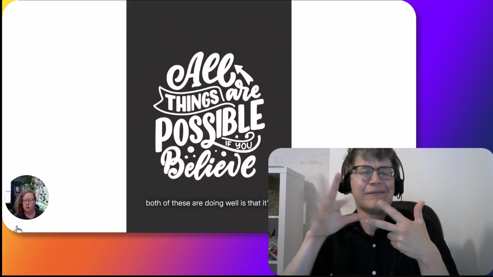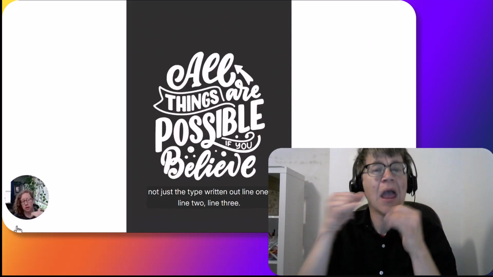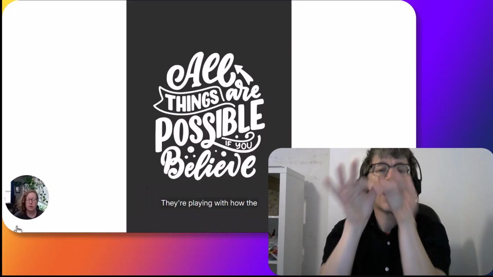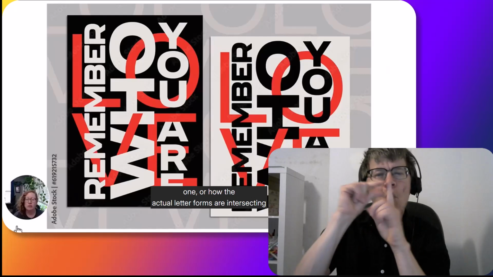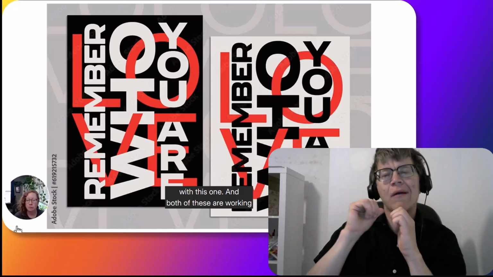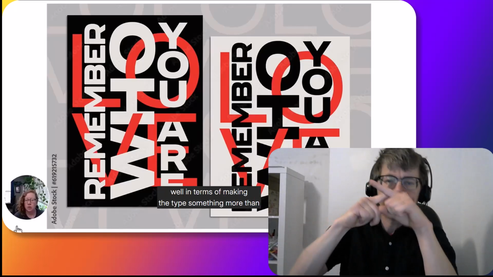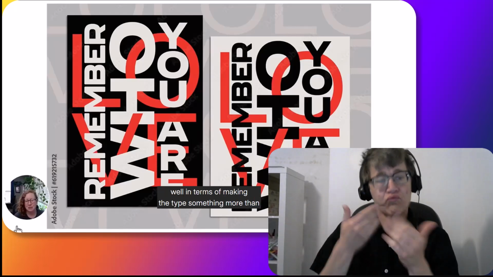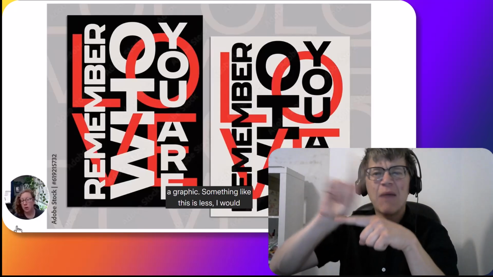One thing that both of these are doing well is that it's not just the type written out line 1, line 2, line 3. They're playing with how the type intersects together in the case of this one, or how the actual letter forms are intersecting with this one. And both of these are working well in terms of making the type something more than just letters. They're turning it into a bit of a graphic.